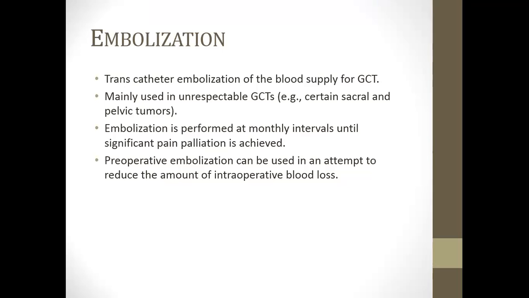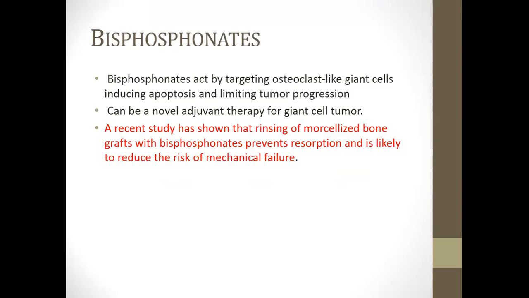About the embolization, it has mainly 2 roles: in unresectable areas, and to be used before surgery to decrease the blood loss. The bisphosphonate usually targets the osteoclast-like giant cells, inducing apoptosis and limiting tumor progression. A recent study has shown that rinsing of morcellized bone graft with bisphosphonate prevents resorption, and it's likely to reduce the risk of mechanical failure.